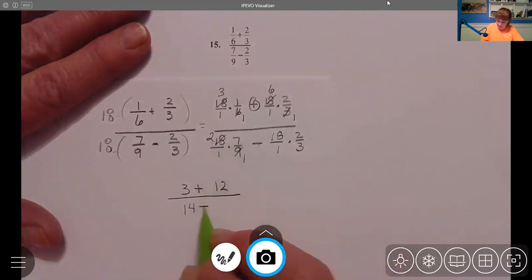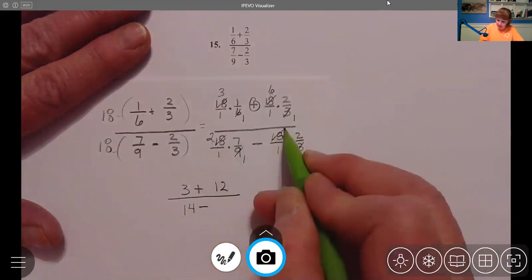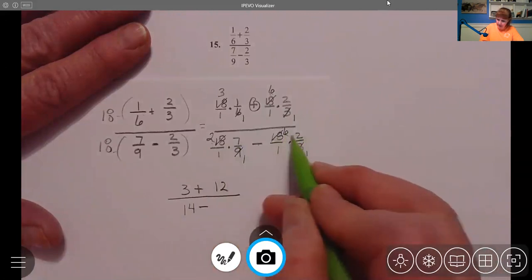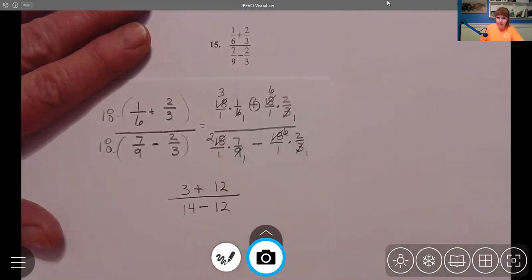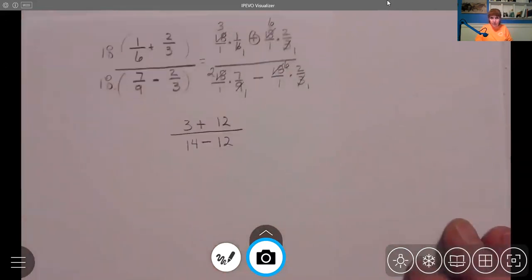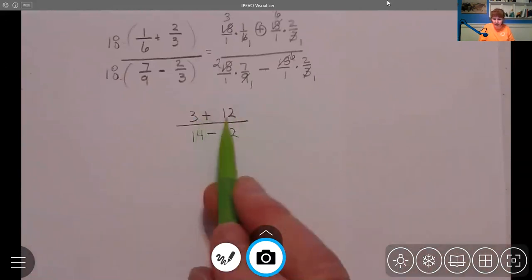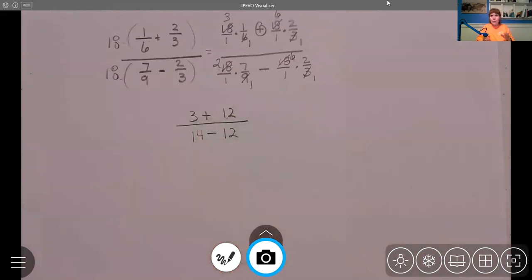Minus. 3 goes into here once, 3 goes into here 6. 6 times 2 is 12. Okay, now it's really important, and this will be more important when you start your algebra, these 12s will never cancel because when you have pluses, you cannot separate them and cancel. So just, kind of remember that.